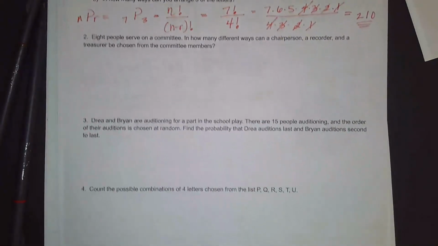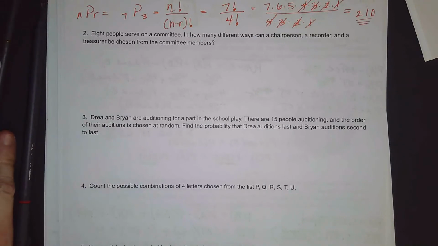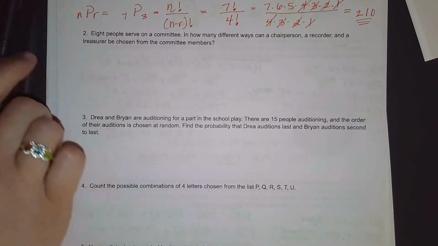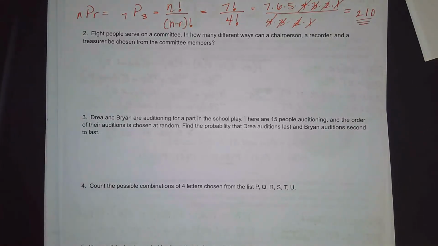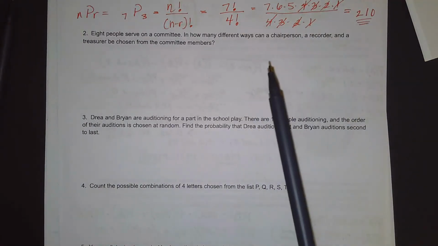All right, let's do a couple other examples. 8 people serve on a committee. How many different ways can a chairperson, a recorder, and a treasurer be chosen from the committee members? Okay, so is order important? It shows a chairperson, a recorder, and a treasurer, so order would matter here. That's what you have to decide. Is order going to make a difference?